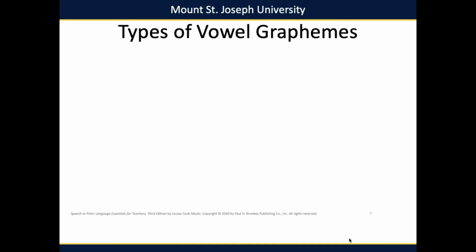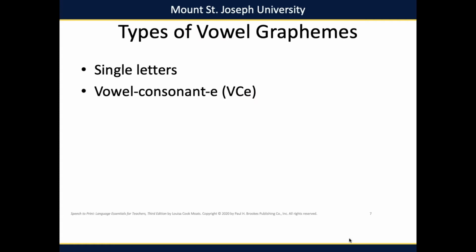Just like with the consonant sound spellings, vowel sounds can be spelled with single letters, such as what we often refer to as the short vowel sounds that are represented by single letters A, E, I, O, and U. A predictable spelling for what is often called long vowel sounds is the vowel consonant E pattern. Even the vowel teams can be sorted into more or less predictable spellings.